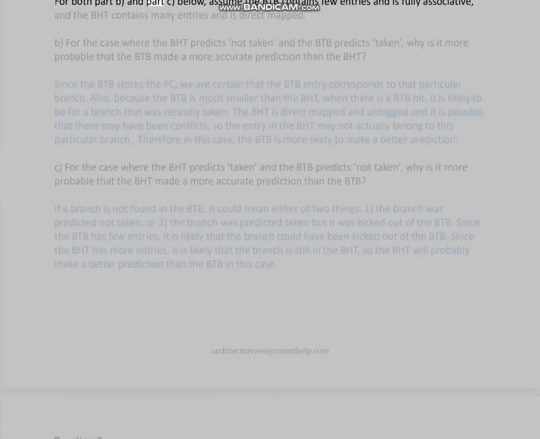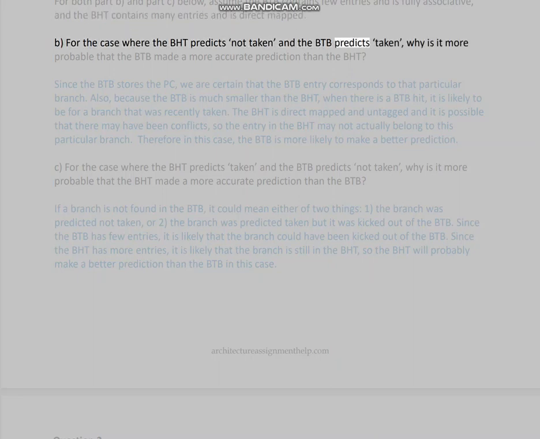For both Part B and Part C, below, assume the BTB contains few entries and is fully associative, and the BHT contains many entries and is direct mapped. B. For the case where the BHT predicts not taken and the BTB predicts taken, why is it more probable that the BTB made a more accurate prediction than the BHT?